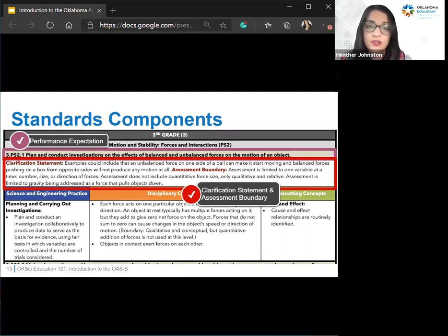And then the assessment boundary here identifies that the assessment is limited to just one variable at a time. So you can only alter the number or the size or the direction of the force. You can't be varying multiple variables at third grade. And then it also identifies that it does not include quantitative force sizes, just qualitative. So it's looking at, did you push harder? Did you push softer? And not an actual value on the force here.